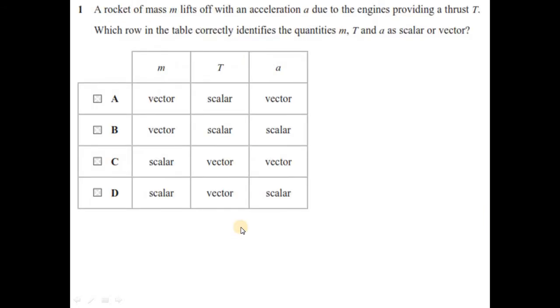Question number 1. A rocket of mass m lifts off with an acceleration a due to the engine providing a thrust T. Which row in the table correctly identifies the quantities m, T and a as a scalar or vector? So m is the mass, which is a scalar quantity. T is the thrust, that means a force acting on a rocket, that means it is a vector quantity. And acceleration is a vector. So scalar, vector, vector. So option is C.